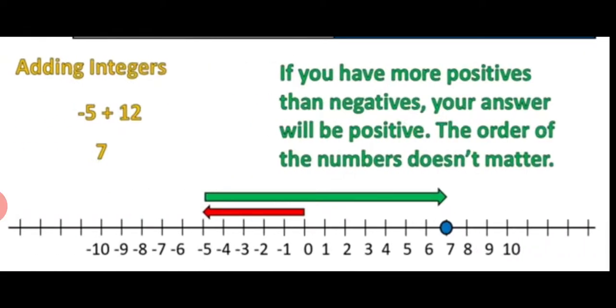So remember, if you have more positives than negatives, here negative is 5 and positive is 12, so positive is more than the negative. So your answer will be positive.